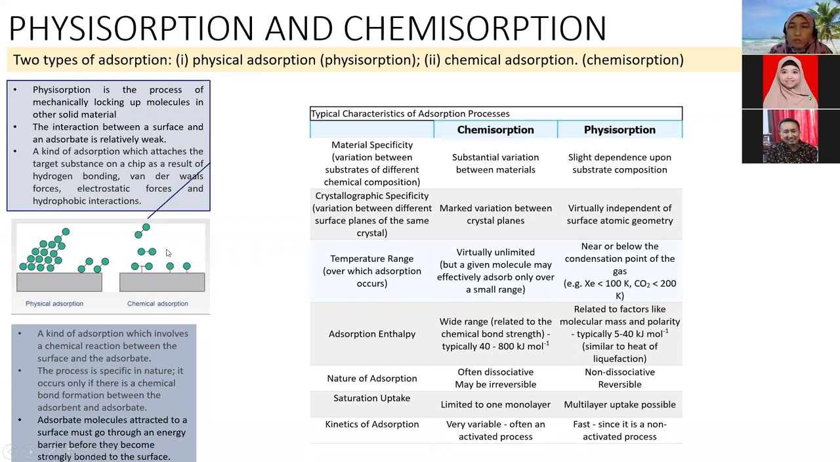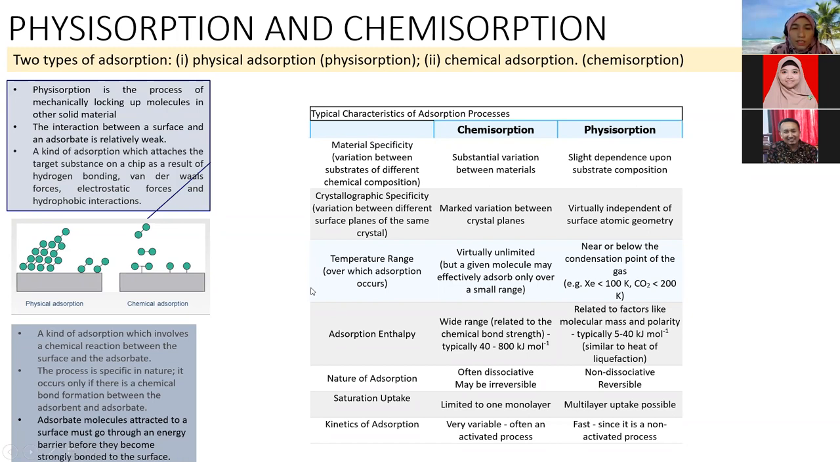So for your information, at any surface, there is physisorption. Physisorption always happens. But chemisorption is very selective, because just like us, you cannot talk for 1 hour with other people if you don't have the chemistry with them. That's why chemisorption is very selective.